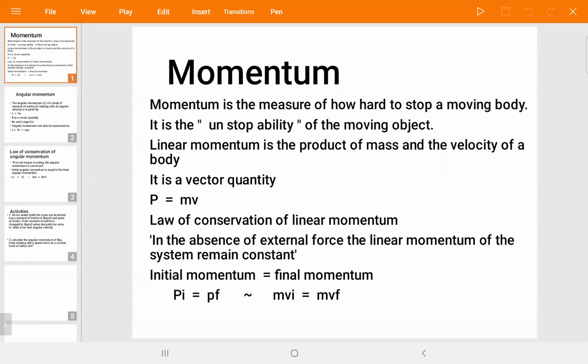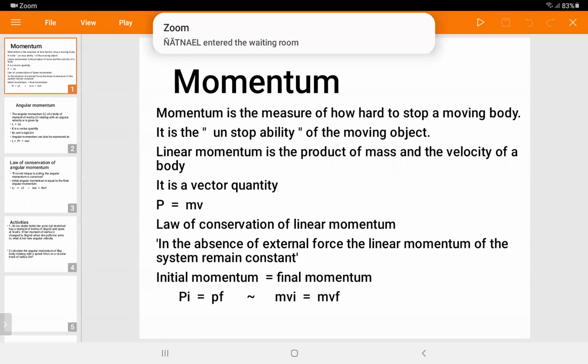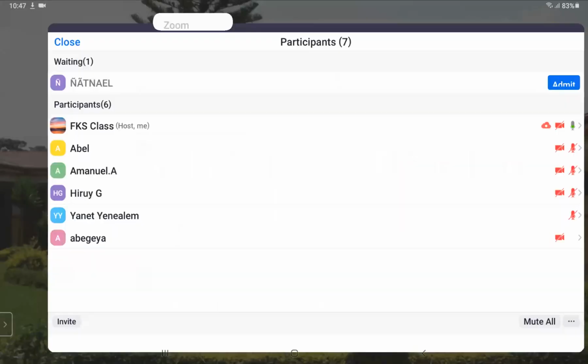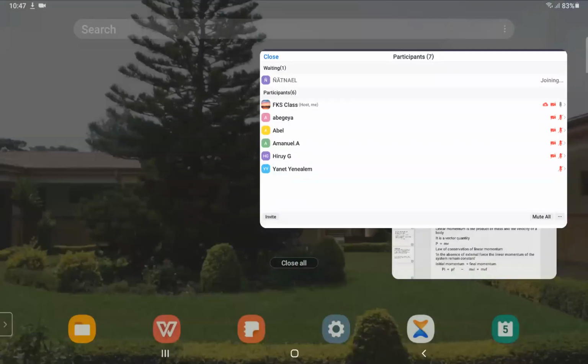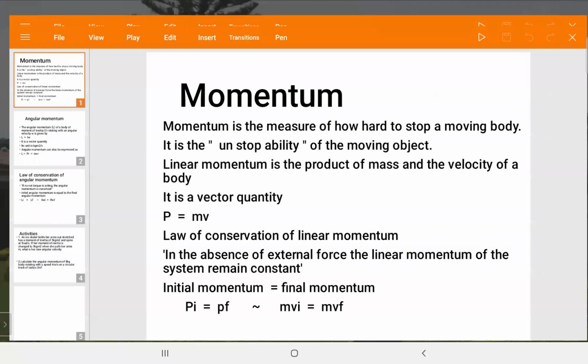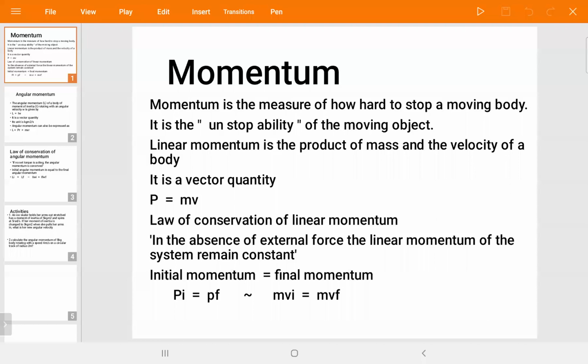Okay, momentum is the measure of how hard it is to stop a moving body. When a body is moving, it possesses momentum, and this momentum is the ability of an object to continue its motion. Therefore, when we say momentum, its value can be expressed by the product of mass times speed or velocity.